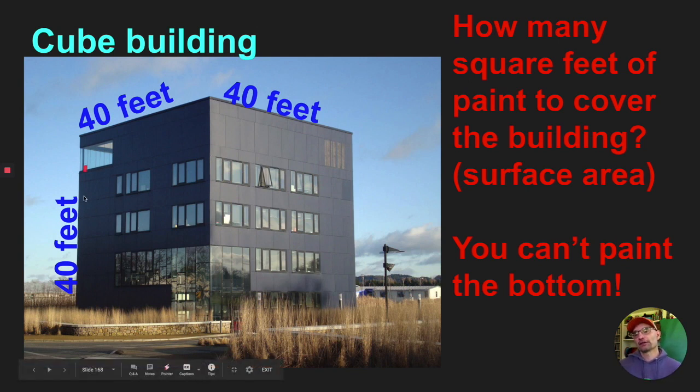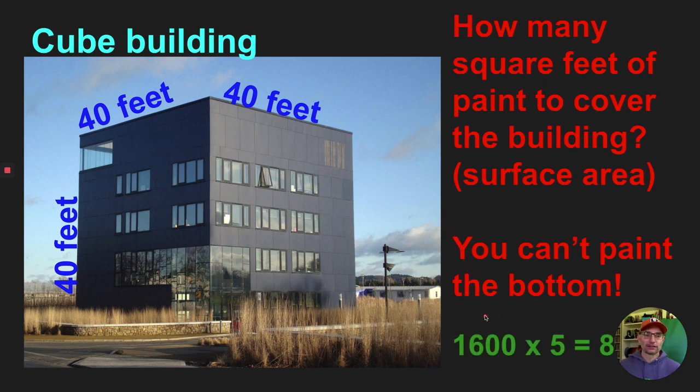So you're going to have to figure out the area of each face, which is going to be 40 by 40, right? So 40 times 40 times how many? Times 5 this time, not times 6, because it only has 5 sides that we can paint. So figure this out and put in your answer. Ready, go.